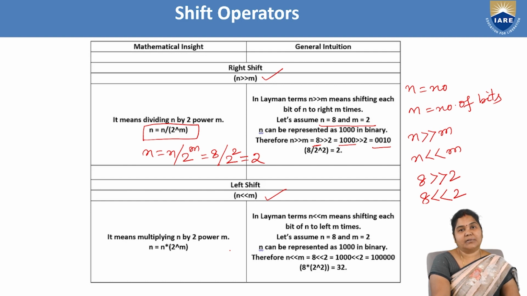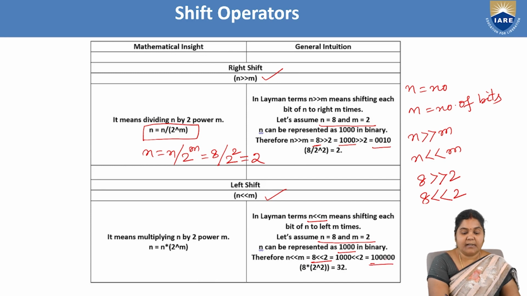Similarly, let us talk about the left shift operation. In the left shift, n left shift by m number of bits means shifting the bits of n towards the left m number of times. So let us assume the same example again. n is equal to 8 and m is equal to 2. So n can be represented in binary as 1000, and n left shift by 2 bits, 8 left shift by 2 bits. If you do it, you will get this result. So do it manually. You will see that 2 bits are shifted on the left side.